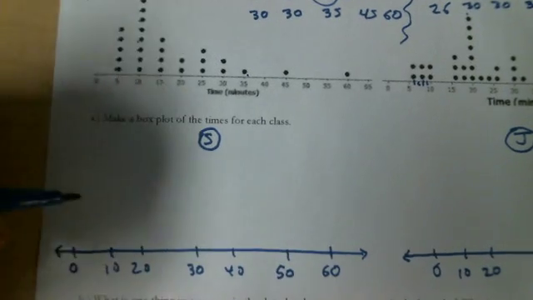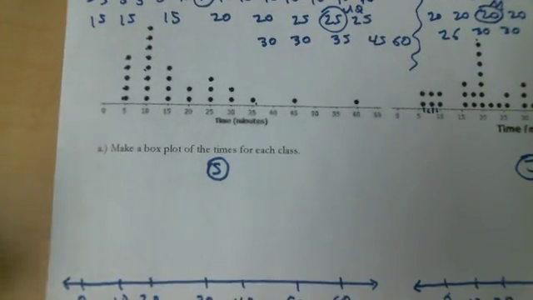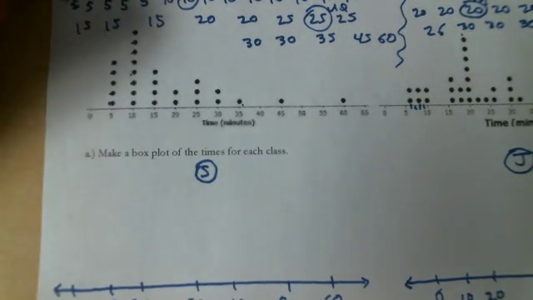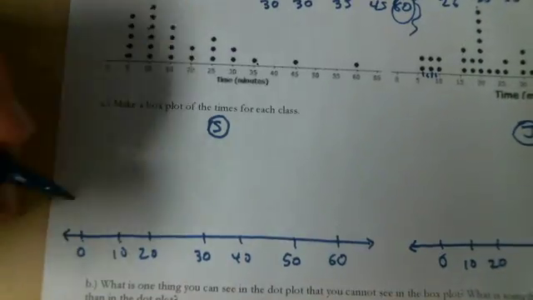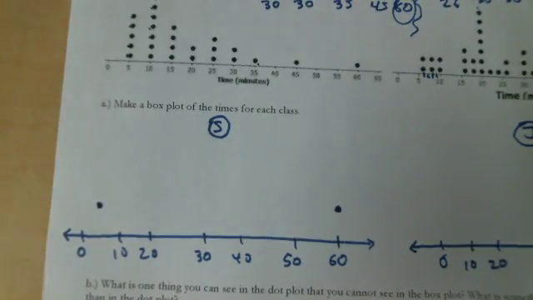So let's go ahead and get Mr. S's, not me, but another Mr. S. Let's get his class made for the amount of time it takes them to get to school. So our minimum, also mark that, it was 5, and our maximum was 60. So already I know I'm going to put a dot here and a dot on 60, and then my box, I'm ready to start making my box.